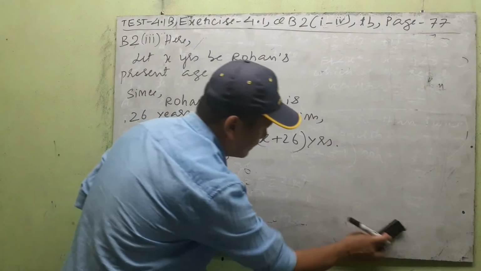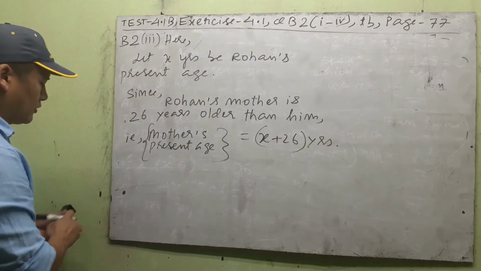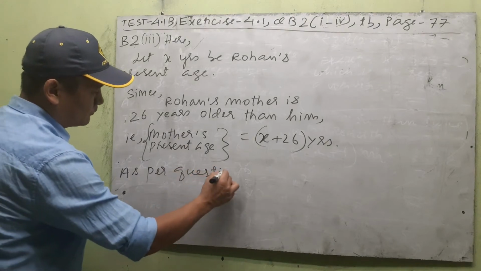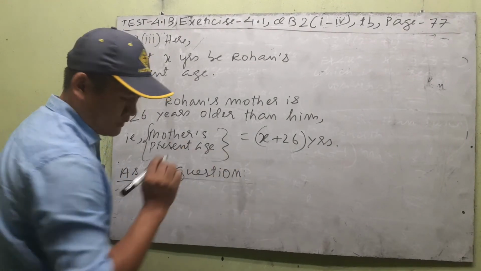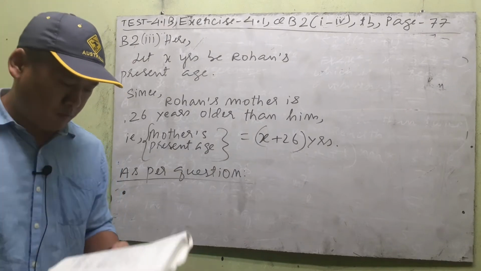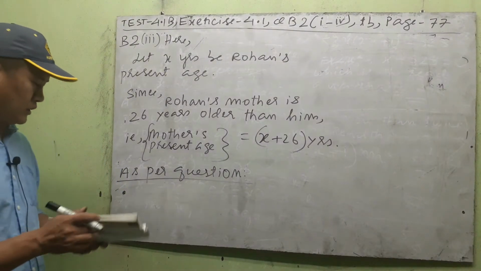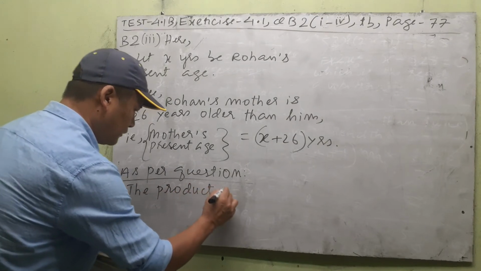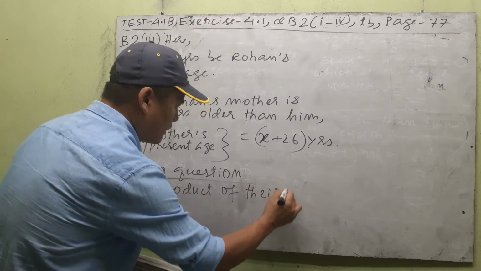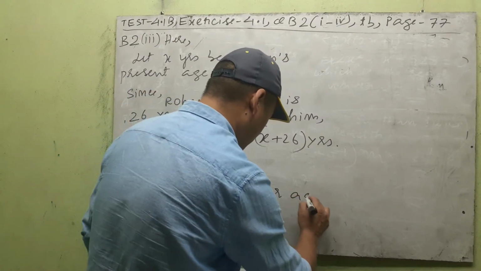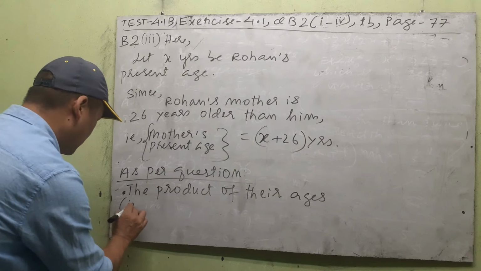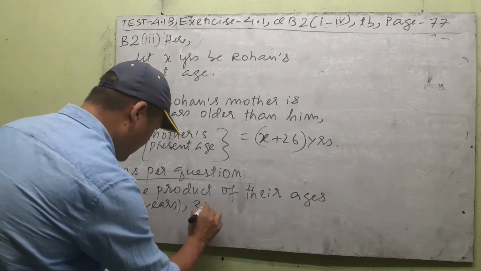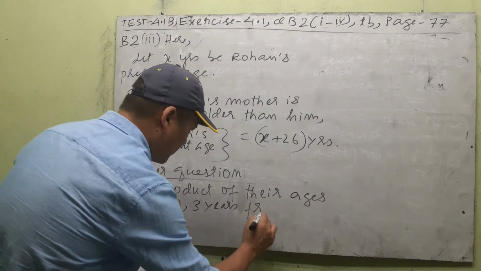And next, one more condition of the question is there. Let us write that as well. As per the question, the product of their ages, the question is mentioning it is in years, 3 years from now.